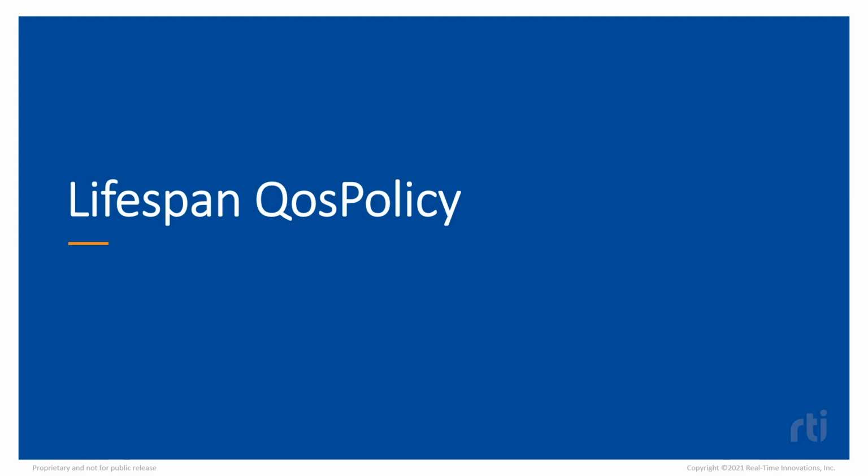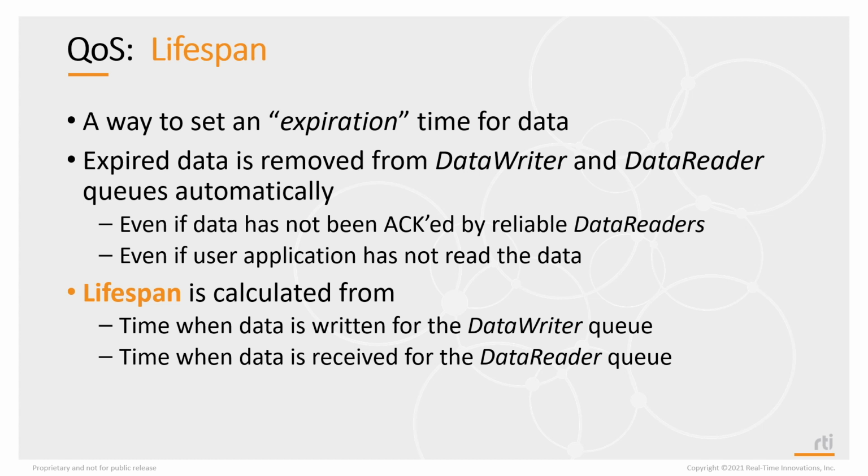The lifespan QoS policy. The lifespan QoS policy is a way to remove data automatically from a queue based on time. Basically, you're setting an expiration time for data. And expired data is automatically removed from the data writer and data reader caches or queues. From a data writer cache, even if the data hasn't been acknowledged by all reliable data readers, expired data will be removed. In the data reader queue, if the data has not been read by a data reader, has not been taken by a data reader, if it expires due to lifespan, it will be removed.